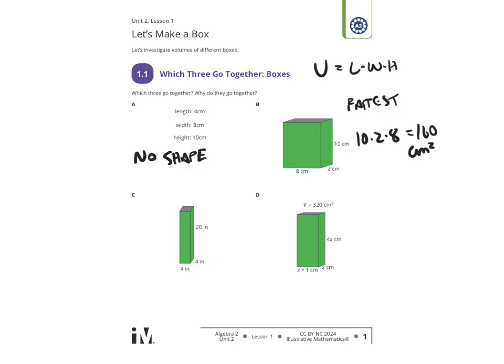C is the tallest and skinniest, but this is the only one in inches. The units are different. And in D, they give you the volume, and all of the side lengths are variables. So pick a reason. There is no right or wrong answer. You just had to pay attention and look at it.